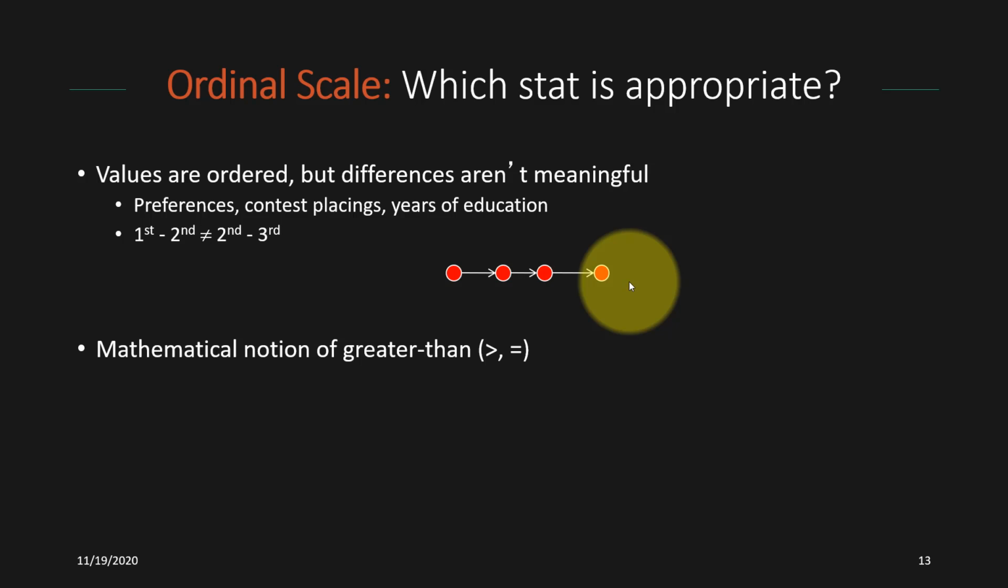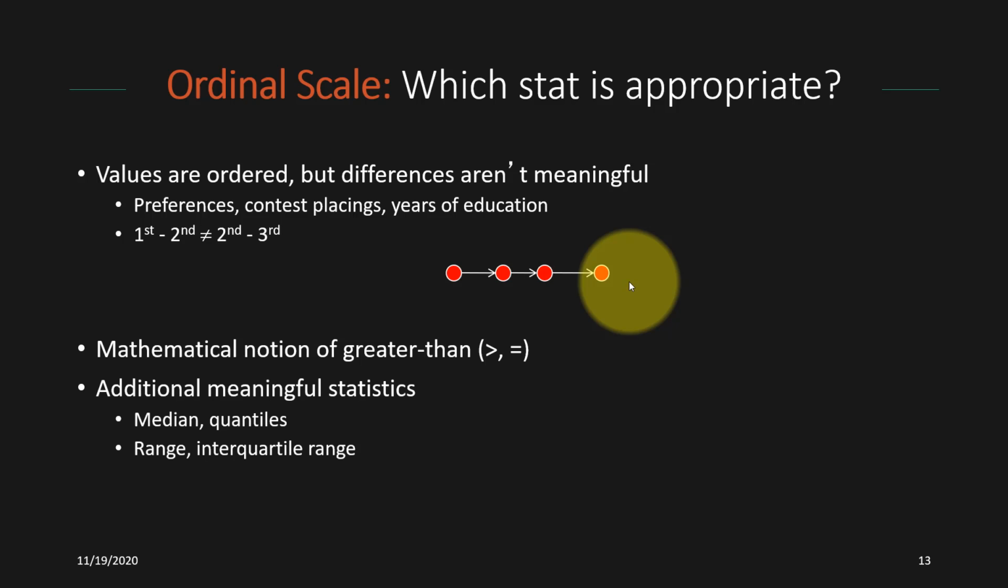So we have mathematical notions now beyond inequality because we can actually talk about whether something was greater than or less than, in addition to being equal or unequal. And this opens up a few additional meaningful statistics. So we can talk about the median and quantiles, right? So who was in the very middle of the distribution, who was in the first percentile, who was in the 90th percentile, right? We can calculate those sorts of statistics, and we can also calculate ranges and interquantile ranges. So we have more information here, right? And we have a different set of statistics than if we had nominal data, but still not all statistics or all methods of analysis are going to be appropriate.